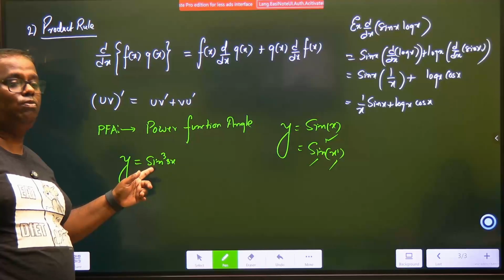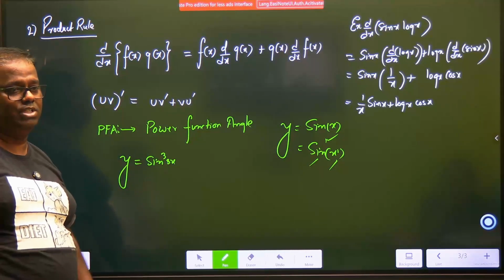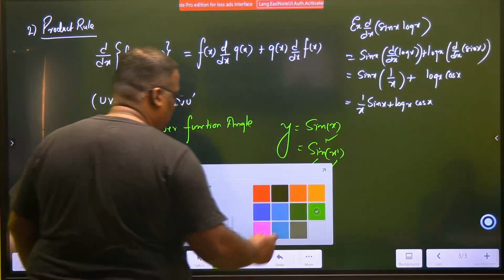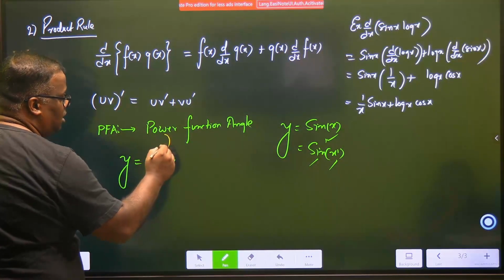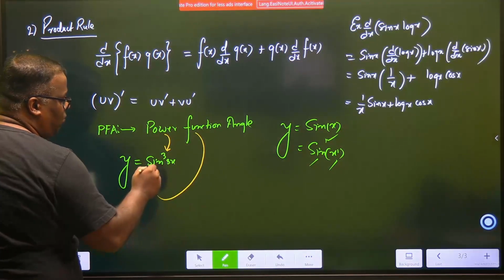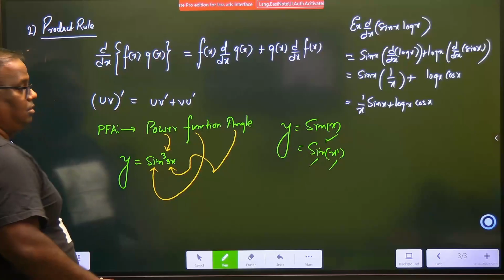Trigonometric sinusoidal function. What is the angle of the function? 3x is the angle of the function. This has to be very clear, else you will make mistakes in all chain rule problems. Power, function, and this is the angle.